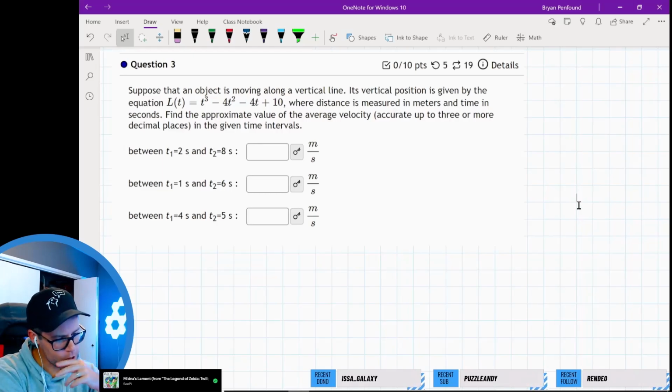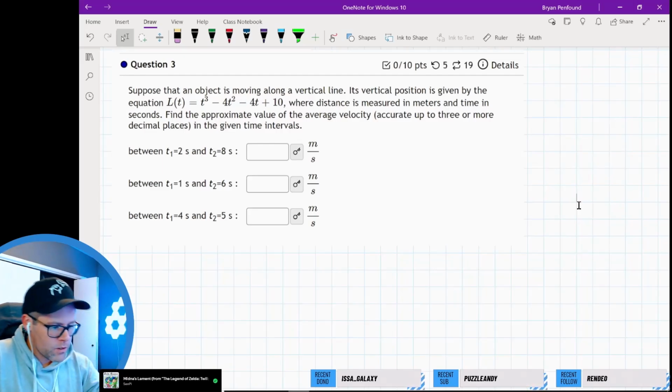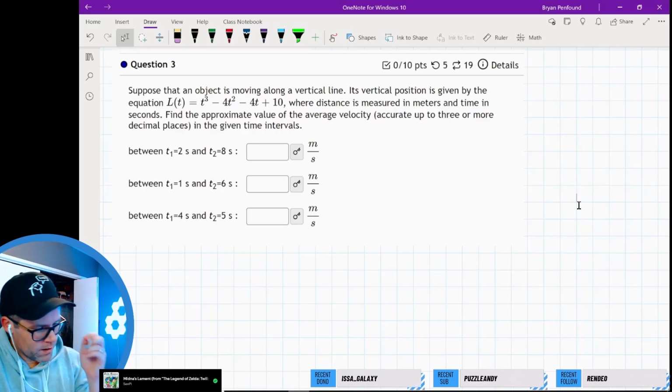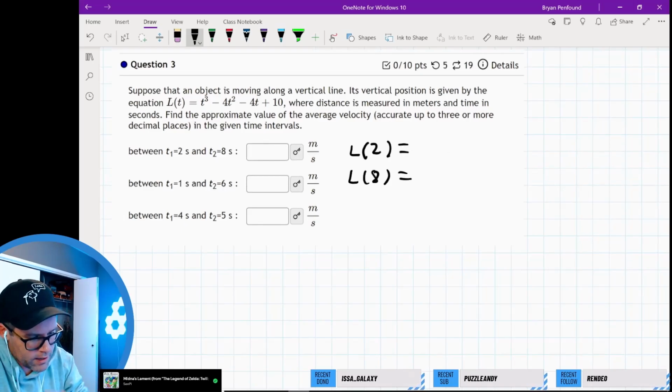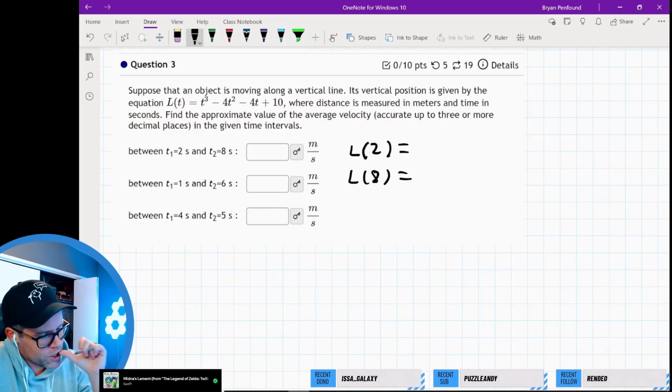So the average velocity is just going to be the slope of the secant line. So we should be able to do something similar here and say what we really need to do is calculate L at 2 and L at 8, and then compare these y outputs with the x inputs. So at 2, what do we get?